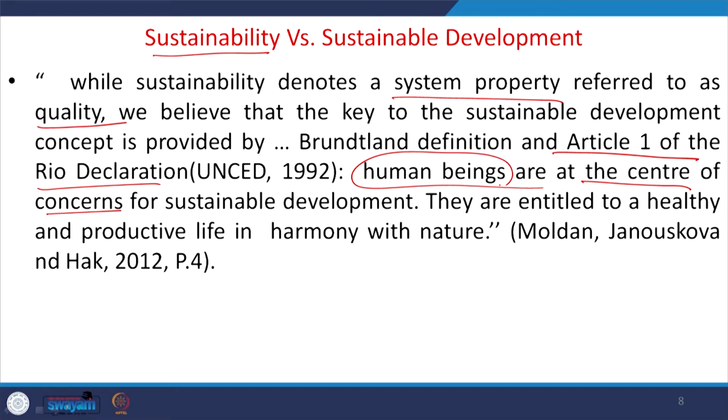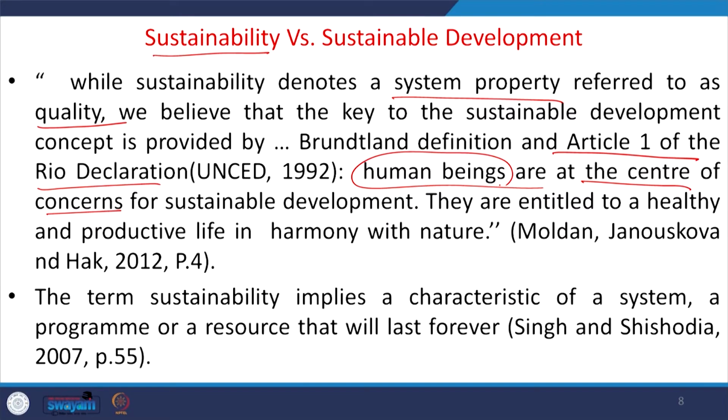So, that means human beings need to be healthy and productive, and they need to have harmony with nature itself. That is the meaning of sustainable development as understood from Article 1 of the Rio Declaration. So, what is the difference then? Sustainability is nothing but the quality of a system, the very property or characteristic a system is displaying. Whereas sustainable development is concerned with human development in terms of getting a healthy and productive life, in terms of getting harmony with nature itself.